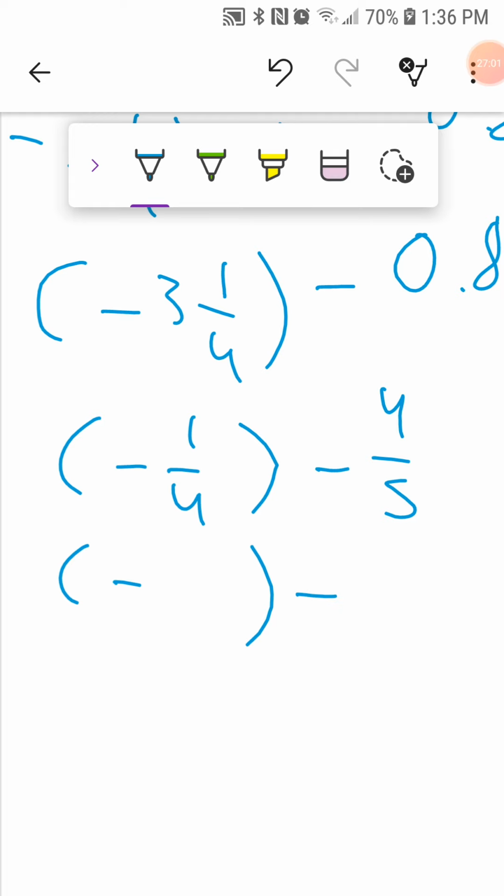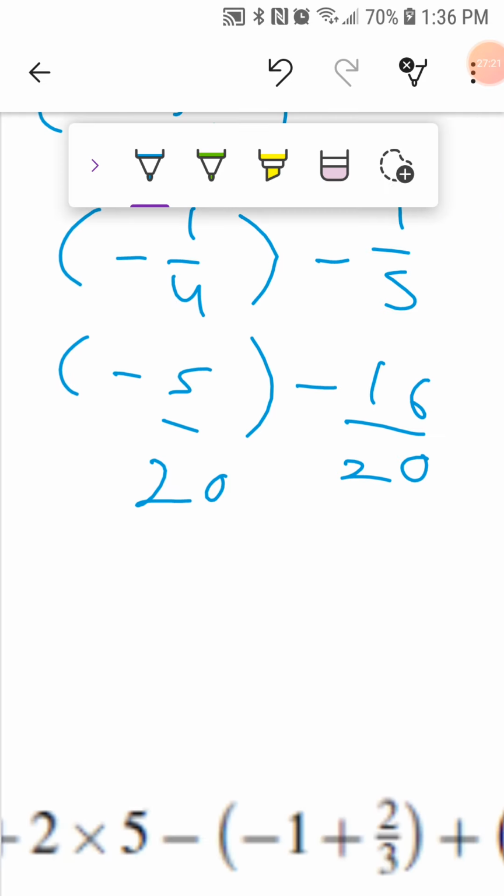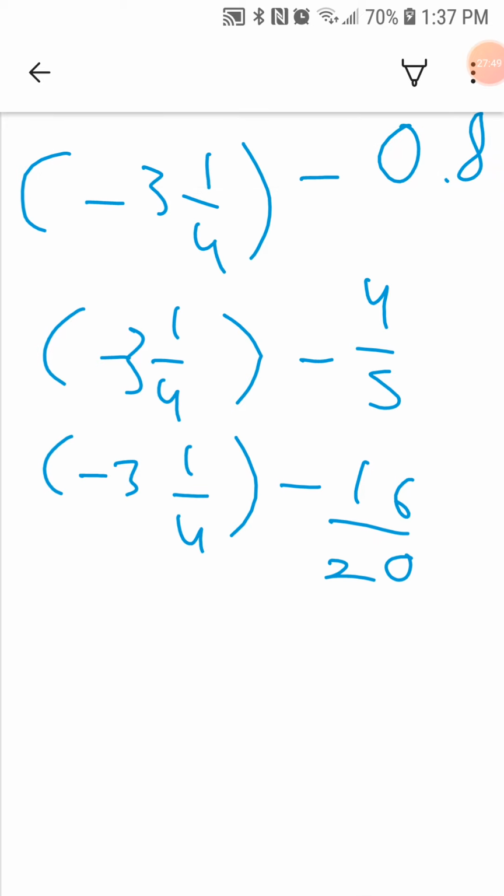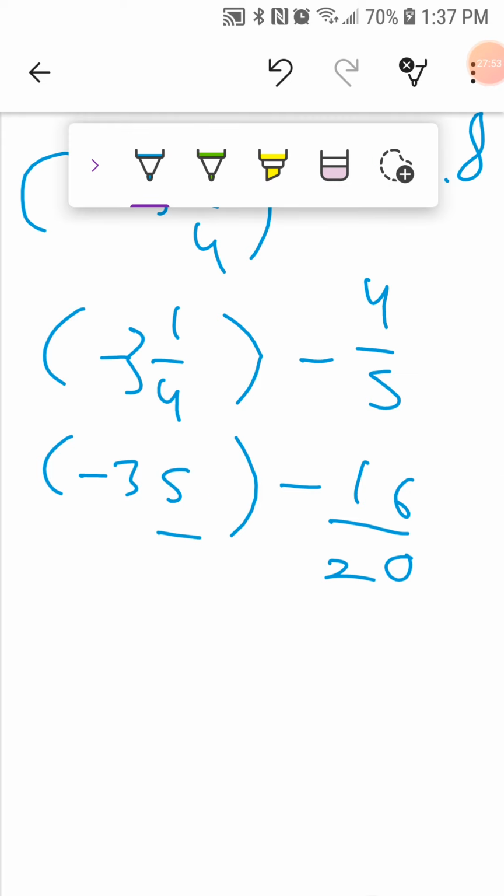So we want to change this. So times 5, 5/20 times 4. 16/20. So we're taking out a positive. I've done something wrong. This doesn't look right. Minus 3 1/4. Okay. It's not 1/4 though, it's 5/20. And that looks wrong. 5/20. Got it. Okay.